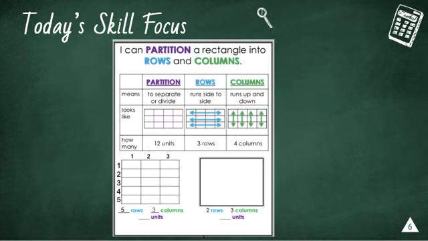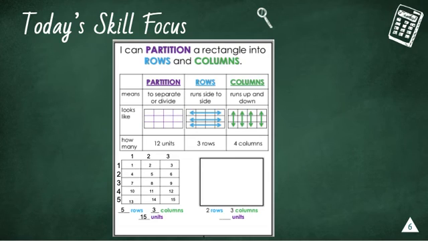There are 3 columns. Now that we have the rows and columns counted, we can count how many units there are all together inside this rectangle. 1, 2, 3, 4, 5, 6, 7, 8, 9, 10, 11, 12, 13, 14, 15. So there are 15 units total inside this rectangle.